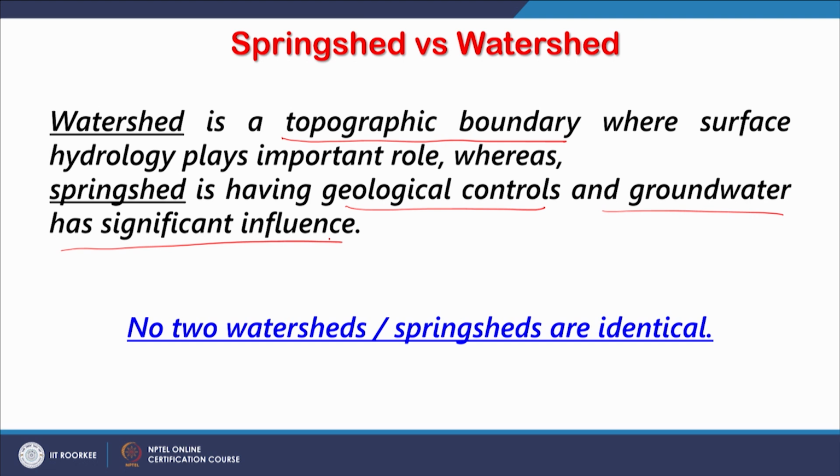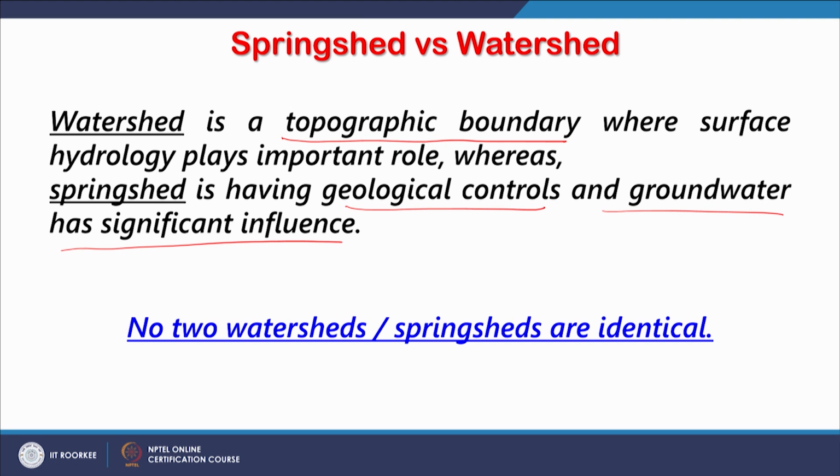So, the two are completely different things, but they are very important from a spring point of view. No two watersheds or springsheds are identical. This is another very important thing. In any hilly terrain, if I give the example of the Himalaya, each watershed is unique by itself, each springshed is unique by itself, because the geology is different, the topography is different, and therefore springs will also have different discharges and other things.